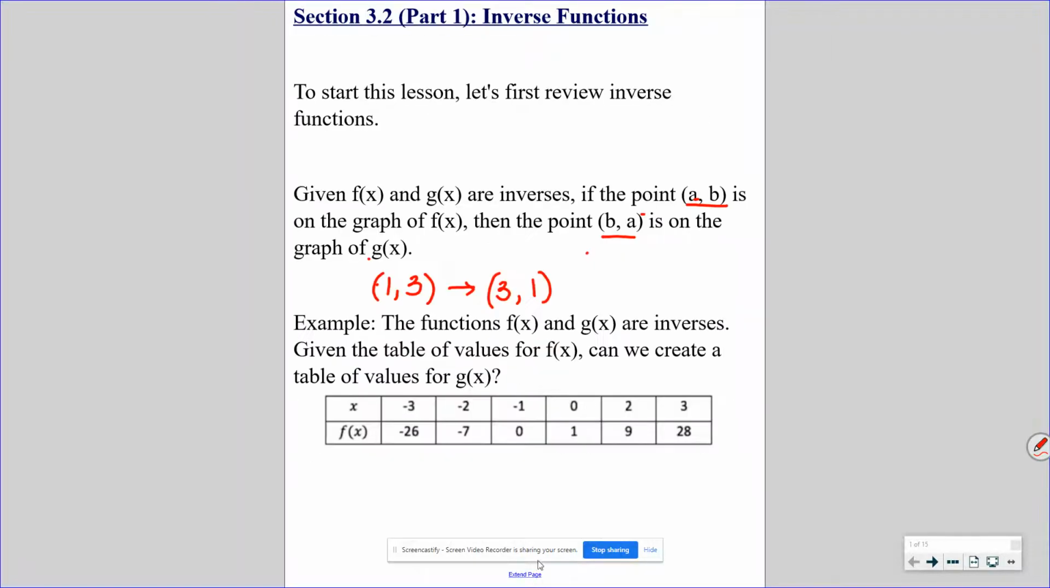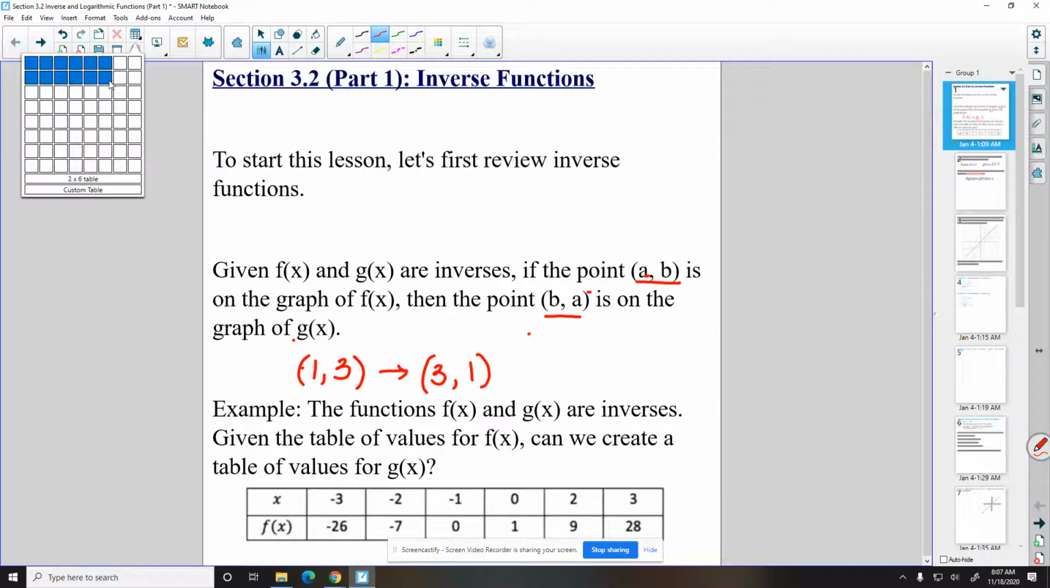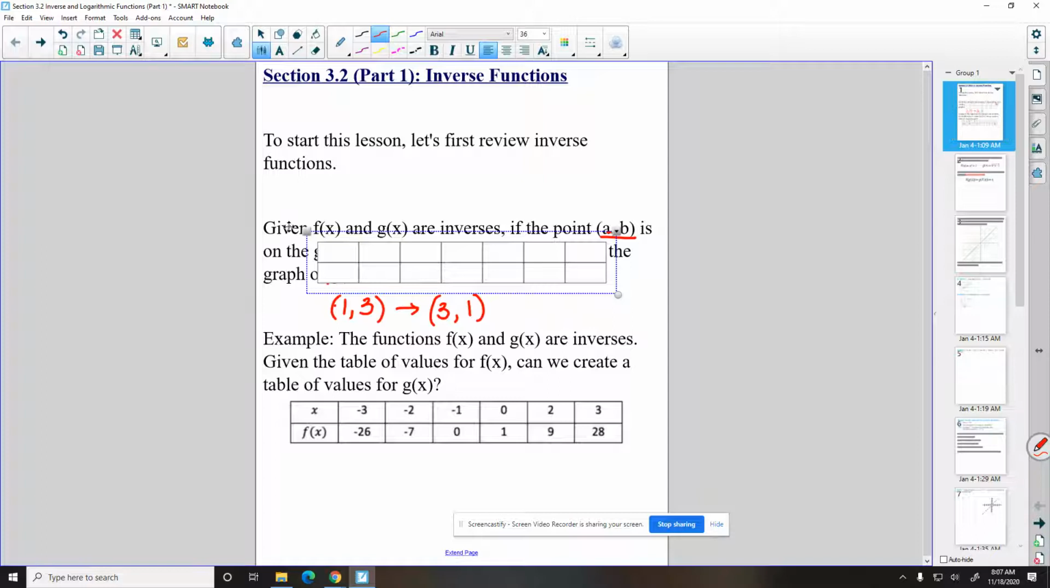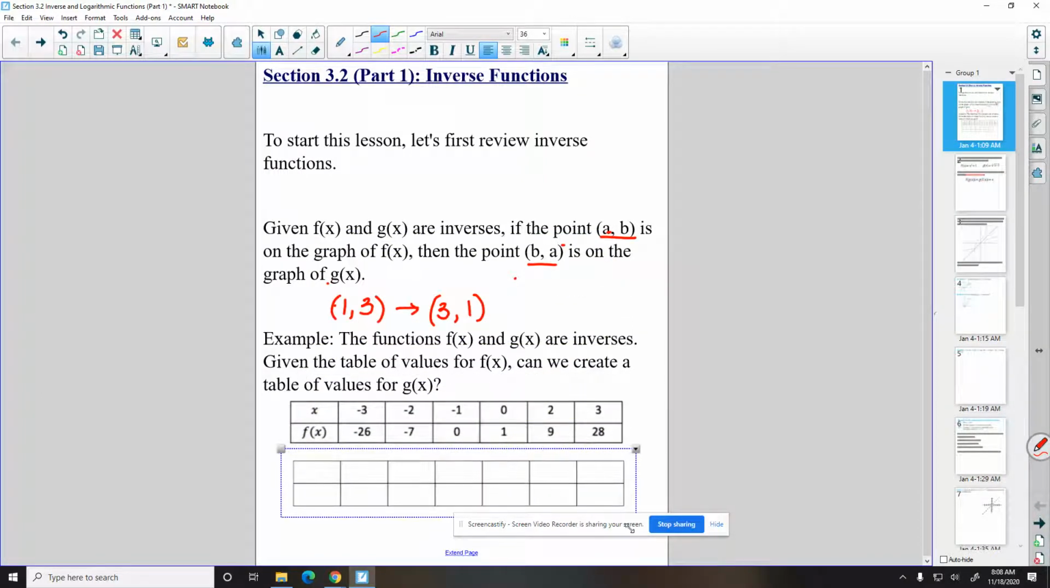So let's start with something simple. The functions f and g are inverses. Given the table of values for f, can we create a table of values for g? We certainly can, because these are just ordered pairs that represent points on the graph of f of x. And if we use the fact that there are companion points on an inverse function, then we can use that to help us create a table for g of x. Okay, so let me get my little table here ready.